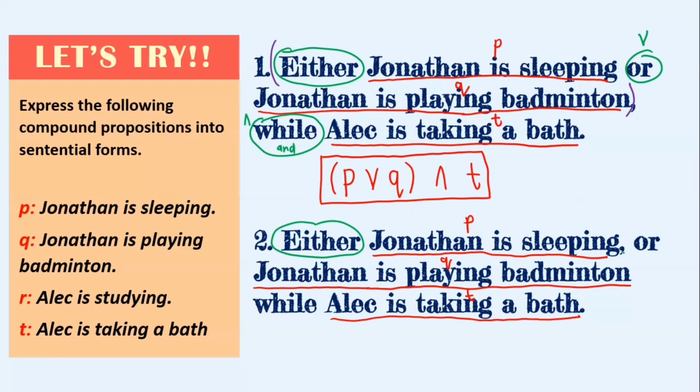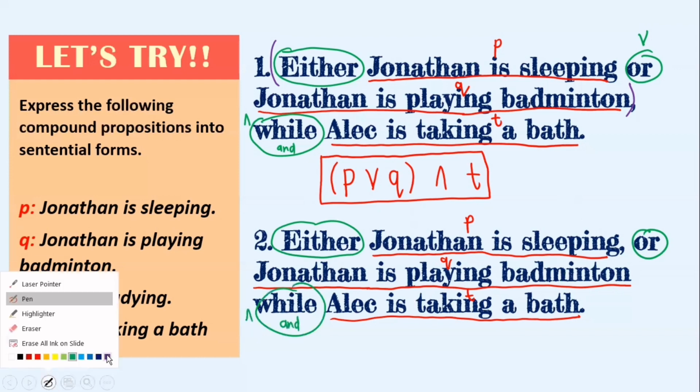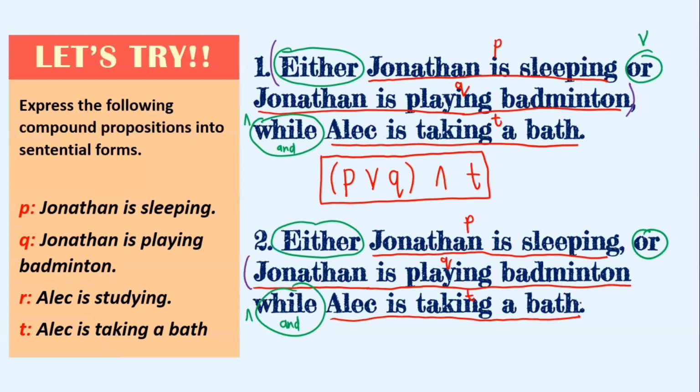Okay, nakakama siya agad. And then, or, Jonathan is playing badminton, while, ito yung end natin. So, meaning to say, ang naka-parenthesis naman dito ay yung Jonathan is playing badminton while Alec is taking a bath. Okay? Kumbaga, ang magiging sentential form natin ay P, and then or, open parenthesis, Q, okay, and T.